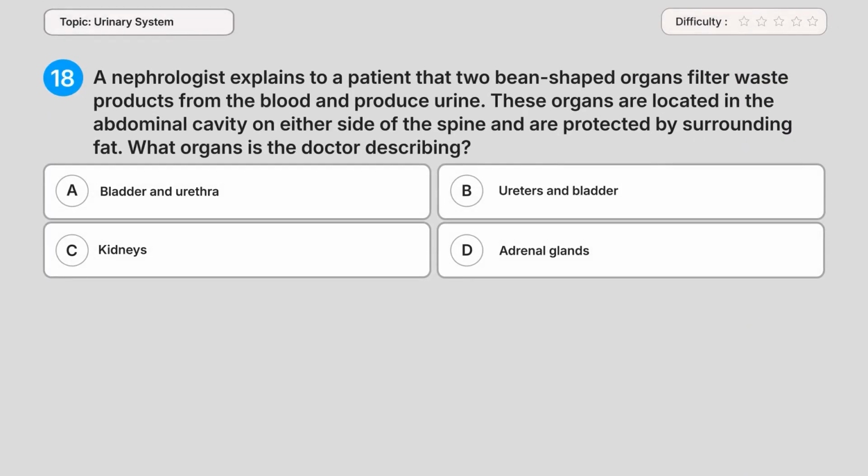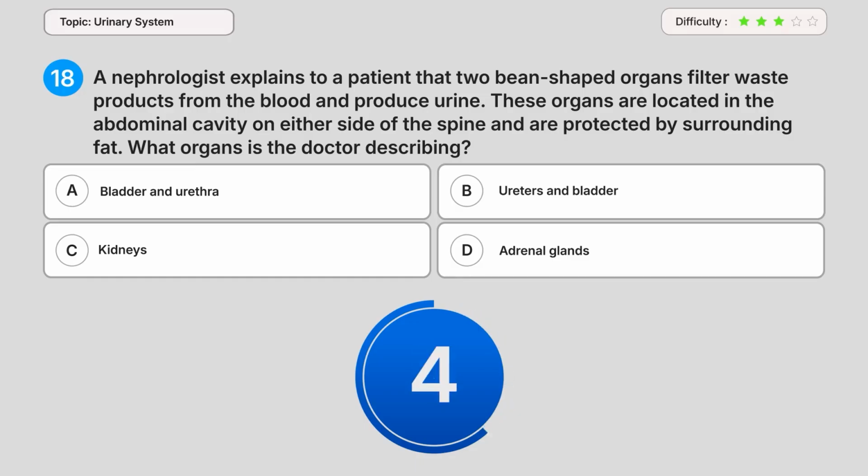18. A nephrologist explains to a patient that two bean-shaped organs filter waste products from the blood and produce urine. These organs are located in the abdominal cavity on either side of the spine and are protected by surrounding fat. What organs is the doctor describing? A. Bladder and urethra. B. Ureters and bladder. C. Kidneys. D. Adrenal glands. What do you think is the answer?